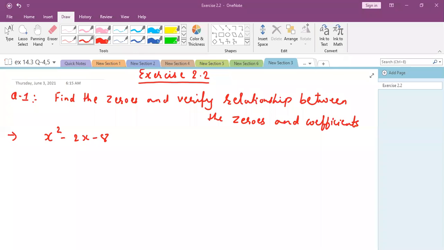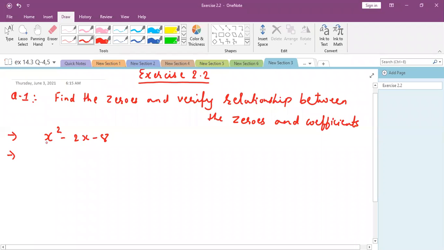So first, you can see the question itself, it is stated that find the zeros and then verify the relationship between the zeros and the coefficient. So first, let us try to find the zeros of the given polynomial, that is x square minus 2x minus 8. So we are going to find the zeros by middle term splitting.